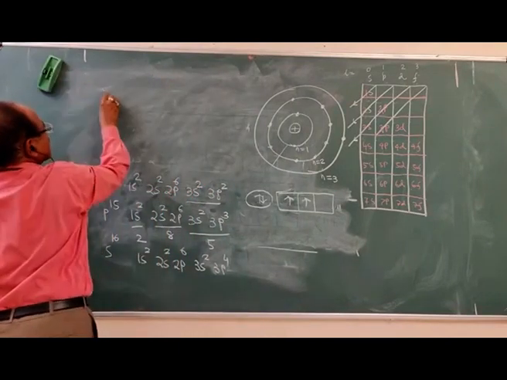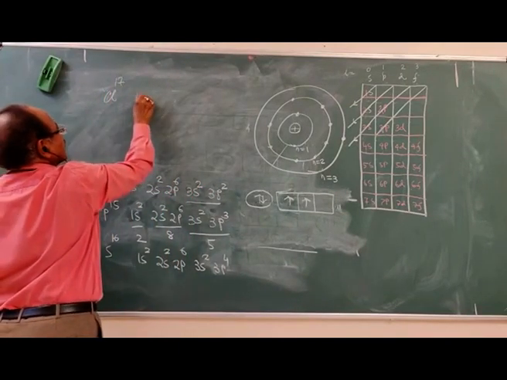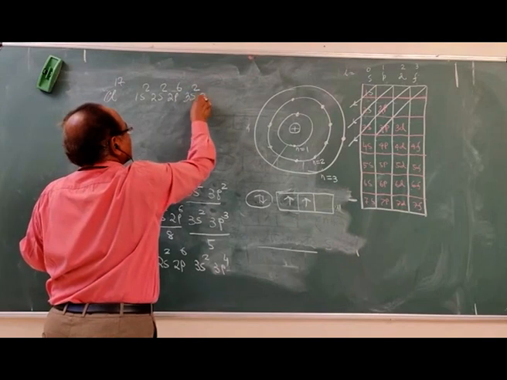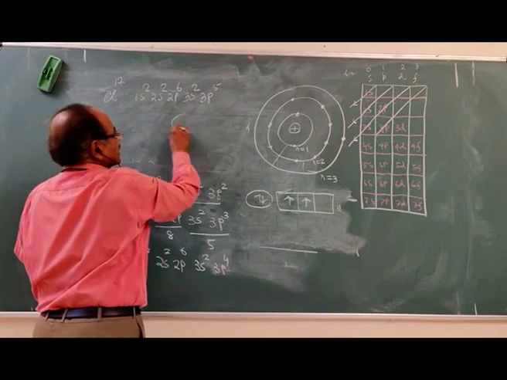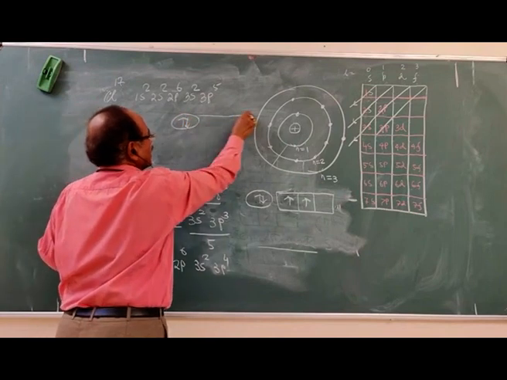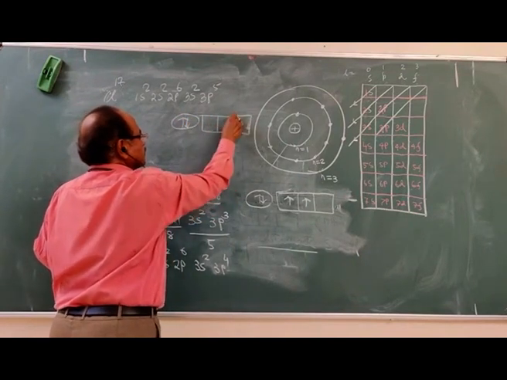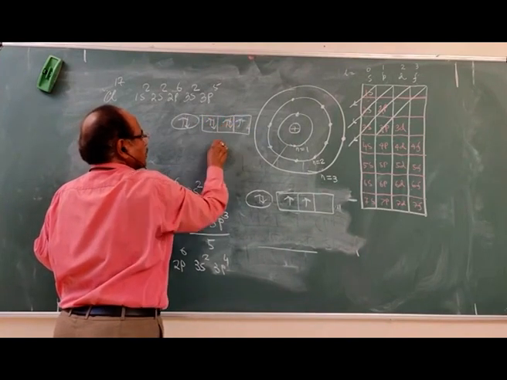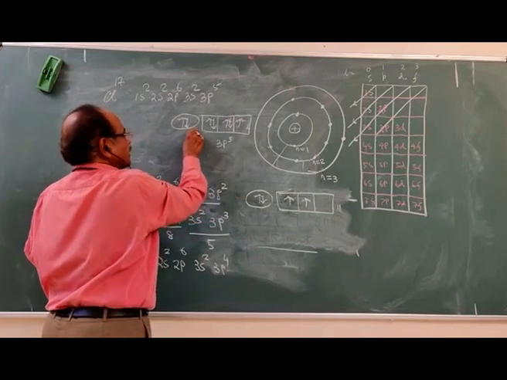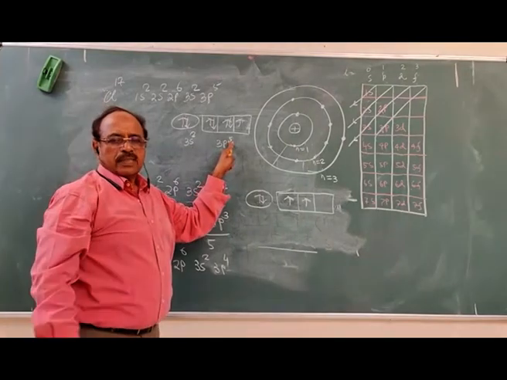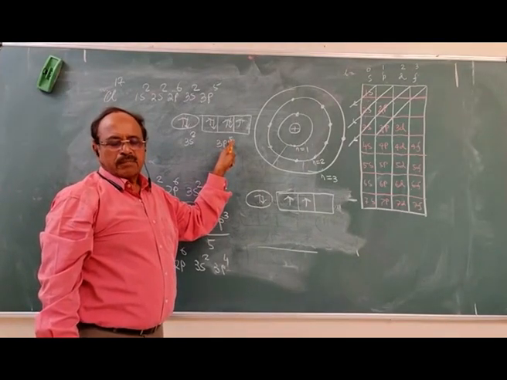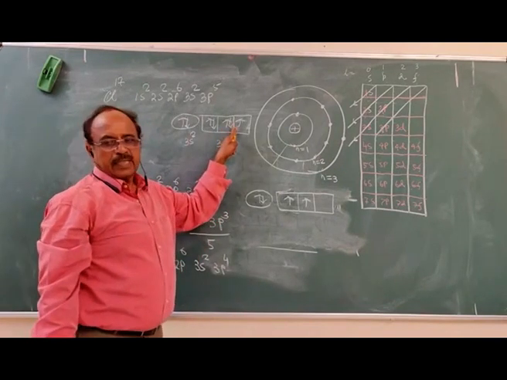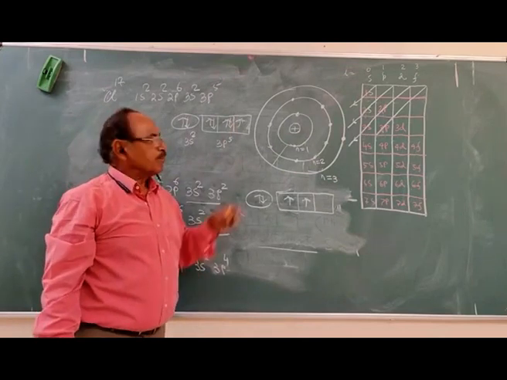Now comes chlorine 17. Chlorine 17, 1s2, 2s2, 2p6, 3s2, 3p5. So if I write the configuration here, 3s2 is this and 3p5 is this. So 1, 2, 3, then 4, then 5. So these 3p5 and these 3s2. So it has 5 electrons in the outermost orbital of the outermost shell. What is the capacity of a p orbital? 6. If it gets 1 electron, it will be completely filled.